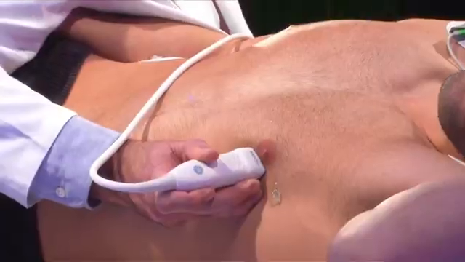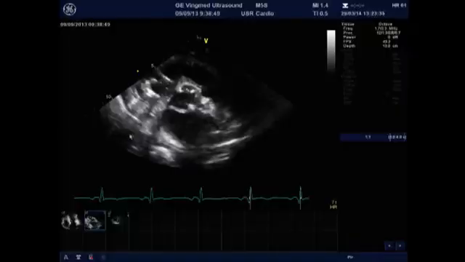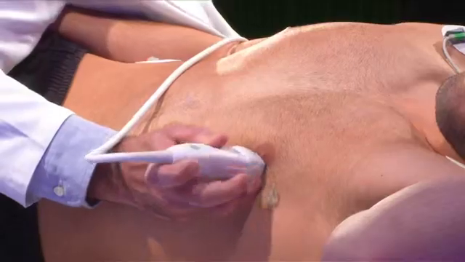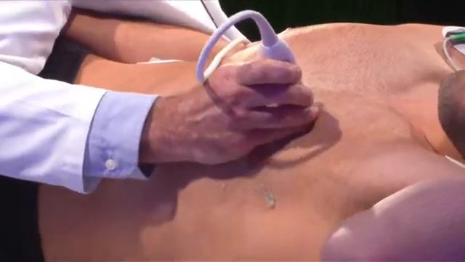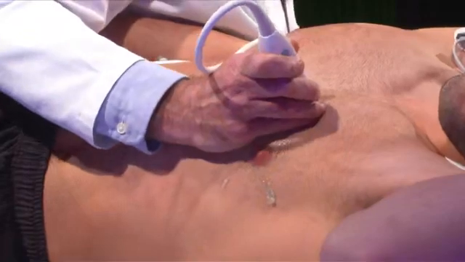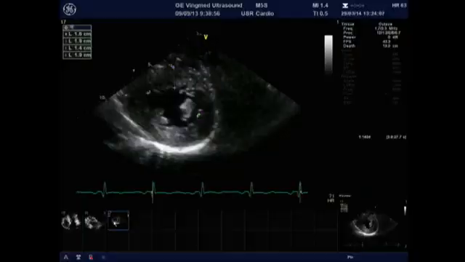interatrial septum. This is a still frame of the short axis view at the level of the aortic valves, where we can see that the aortic valve leaflets are thickened with some calcium, which is always typical of this disease, specifically in such a young patient as this. And in the short axis view, we can confirm our previous visual impression that the hypertrophy is essentially concentric, but with predominance of the thickness of the septum.